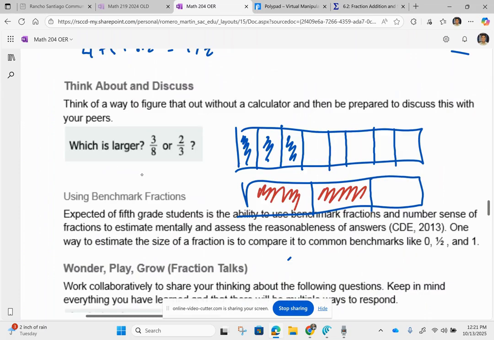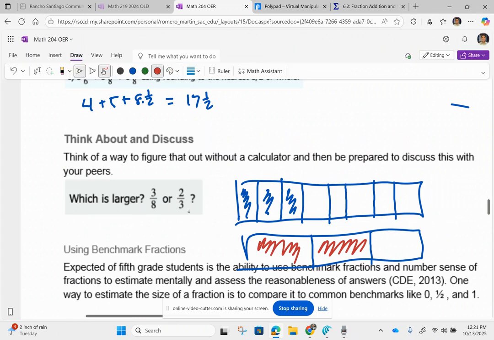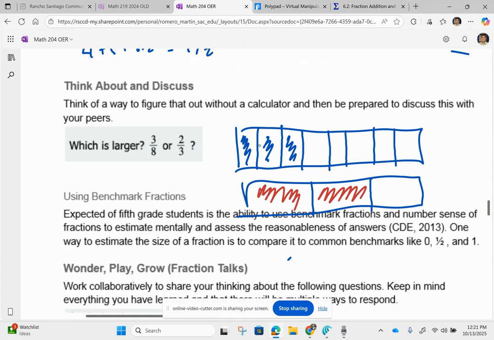Benchmark fractions are fractions that we know: 1/2, ones, wholes, fourths, 1/4, 3/4. And so, which is larger here in this case? One is a visual. This is 3/8 and 2/3. I can see 2/3 is larger, but we had talked a little bit in a separate video. An example popped up. 3/8 is close to 4/8, but I know it's smaller than 4/8, which is 1/2, right? So I know 3/8 is on the other side of a half when we think about it, right?